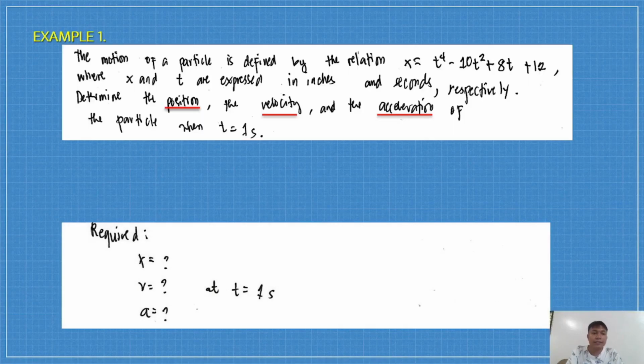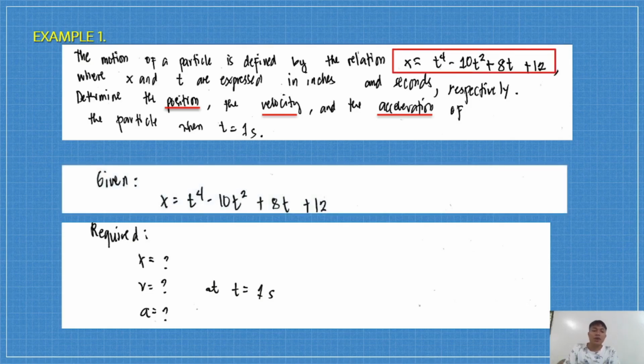So now, let us go to the example. The motion of a particle is defined by the relation x is equal to t to the fourth minus 10 t squared plus 8t plus 12, where x and t are expressed in inches and seconds respectively. Determine the position, the velocity, and acceleration of the particle when t is equal to 1 second. Here, our given will sometimes be in terms of an equation like this. So, our given, as I said, x is equal to t to the fourth minus 10 t squared plus 8t plus 12.